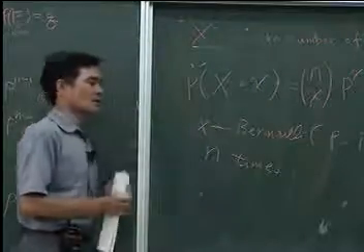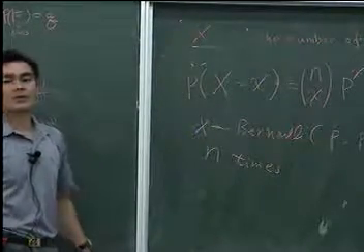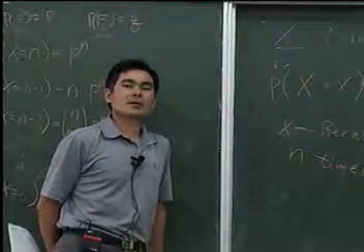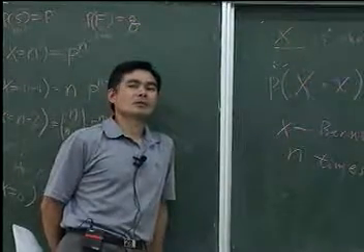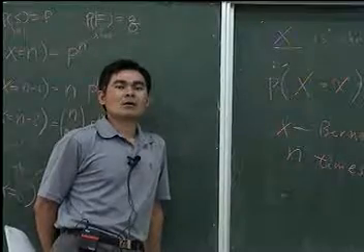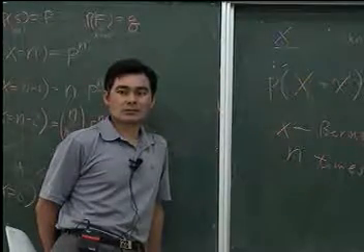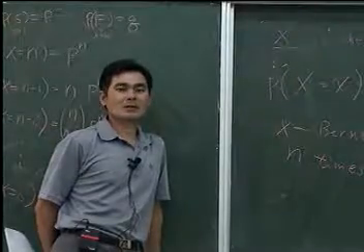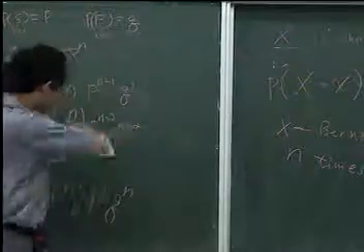We try n times. And remember, we talked about this before. In a binomial distribution, the trials are independent of each other. So what does that mean?